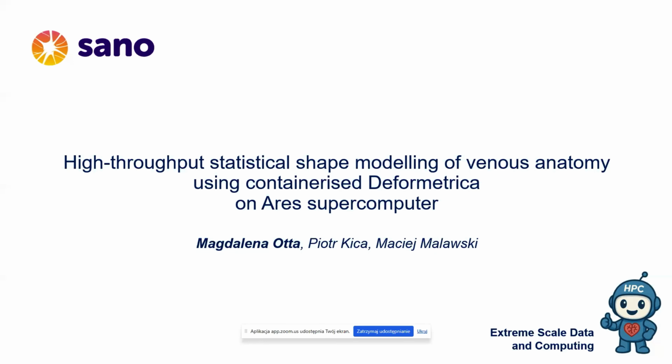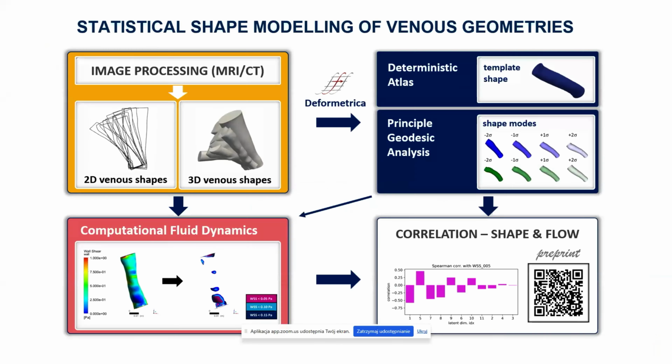Statistical shape modeling provides a way to characterize population-level anatomical variability and, combined with flow simulations, to quantify the link between shape and flow. SSM is quite computationally demanding, so to support reproducible large-scale experiments, the workflow was migrated to the ARIS supercomputer and executed in a containerized environment. And this is the full workflow overview. In this presentation, I'm only focusing on the implementation aspects, but this is the context.